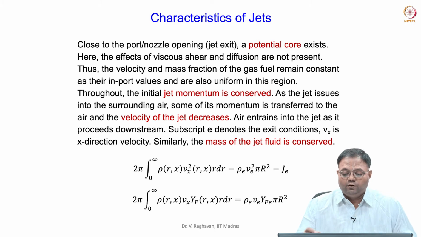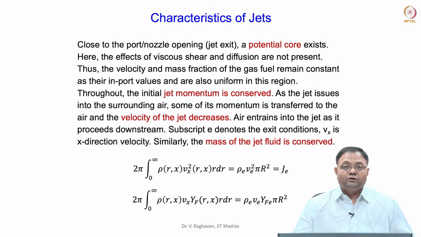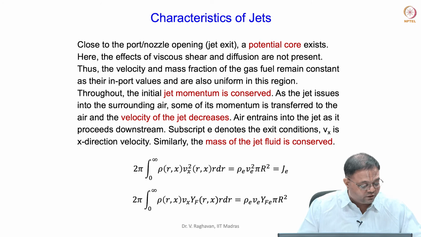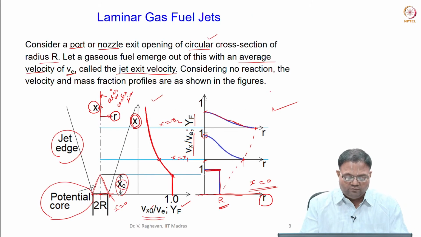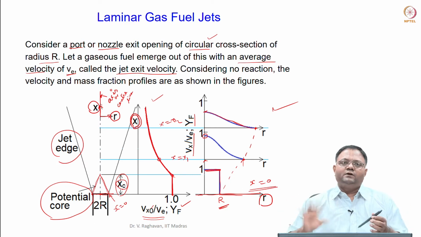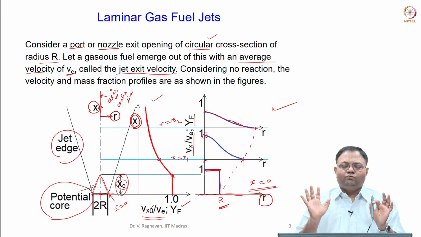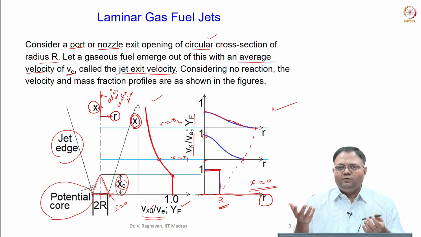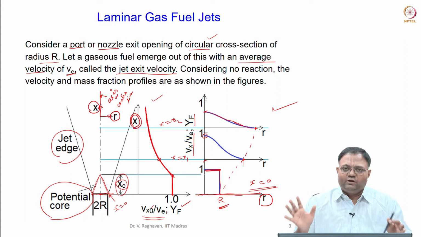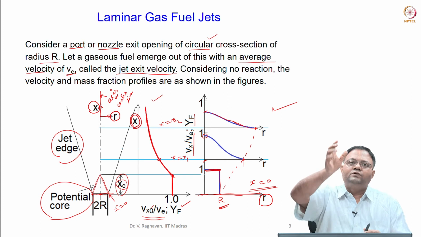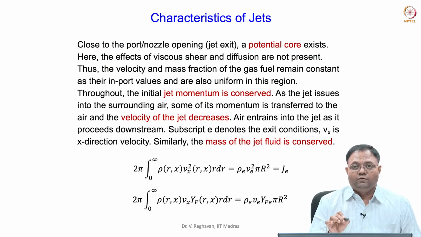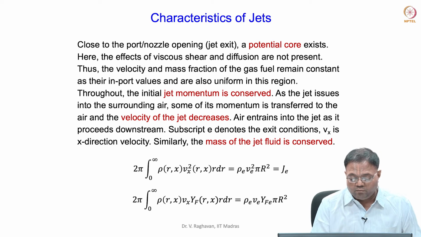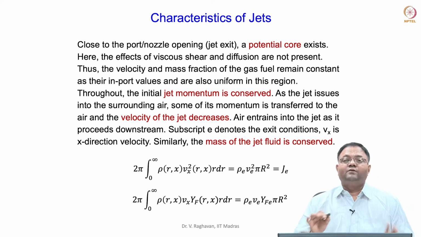Now, this is the first important characteristic of a free jet. This is called a free jet. Why is this called a free jet? Because this is the jet coming out of the port or the nozzle and expanding into an infinite atmosphere where there is no movement of the atmospheric air. So, the atmospheric air is stationary and the jet is trying to enter into this still air. Now, another important characteristic of the free jet is that the initial momentum of the jet is conserved.